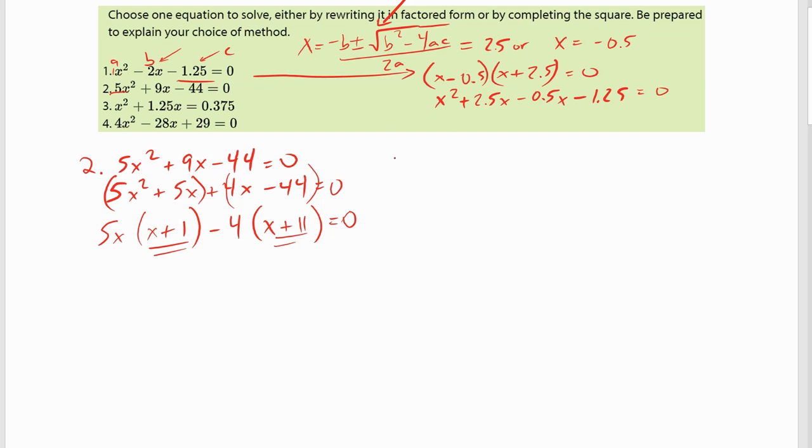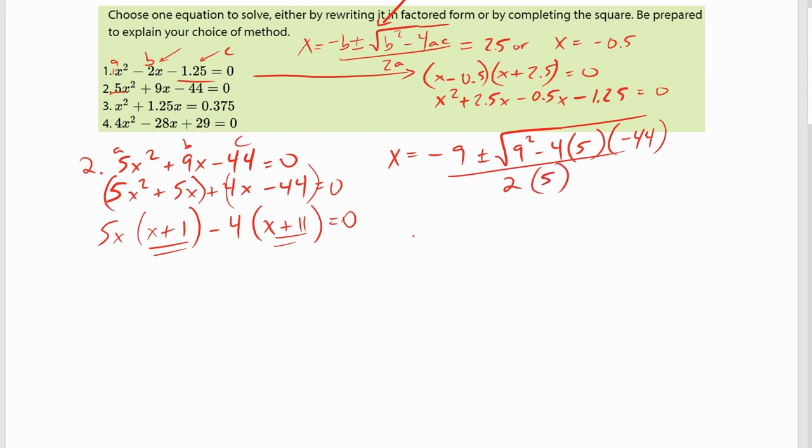Okay, so x equals negative b, which is your 9, positive 9, plus or minus square root of b squared, which is 9 squared, minus 4ac. A is 5, c is negative 44. So ac, all over 2a.